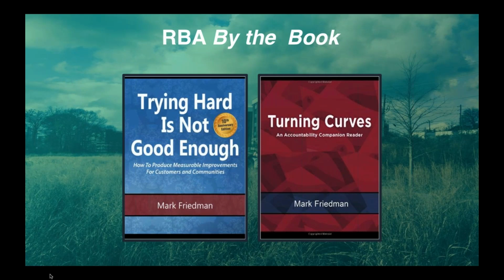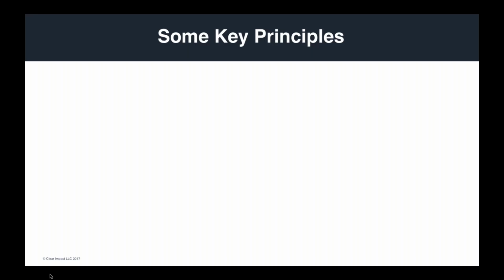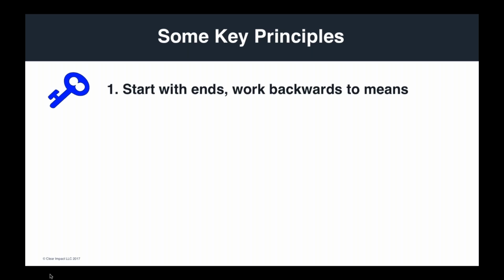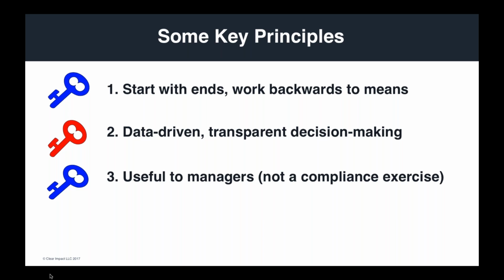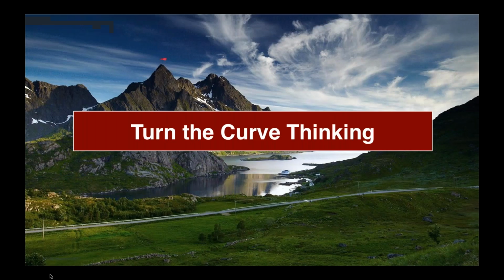Results-based accountability is based on the book Trying Hard is Not Good Enough by Mark Friedman, and there is also a companion reader called Turning Curves. Some key principles that underlie results-based accountability. The first is, in decision-making, start with ends and work backwards to means. Be data-driven and transparent. Make sure that any accountability framework is first and foremost useful to managers and not just a compliance exercise. And keep it simple, which is arguably one of the most important virtues of results-based accountability, that it is in fact a profoundly simple framework.